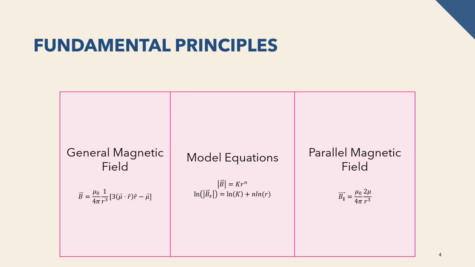as well as the equations given for the model, in which the absolute value of our magnetic field is equal to the constant k times the r distance vector to the power of n, and ln of the same B field but only in the x direction is equal to the ln of our constant k plus n times the ln of our distance vector r. And the parallel magnetic field equation: B parallel equals our magnetic constant times 2 times the magnetic moment over the magnitude of our distance vector cubed.